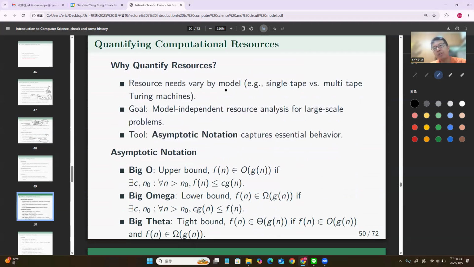Okay, so once we have the Turing machine and circuit, then we can ask about time, some resource. You might ask what's the memory, what's the time for this algorithm to run. But in general, for different models there are maybe different factors. So this is why we developed something more general, giving some degree of freedom. This is why we define so-called asymptotic notation, or asymptotic complexity.